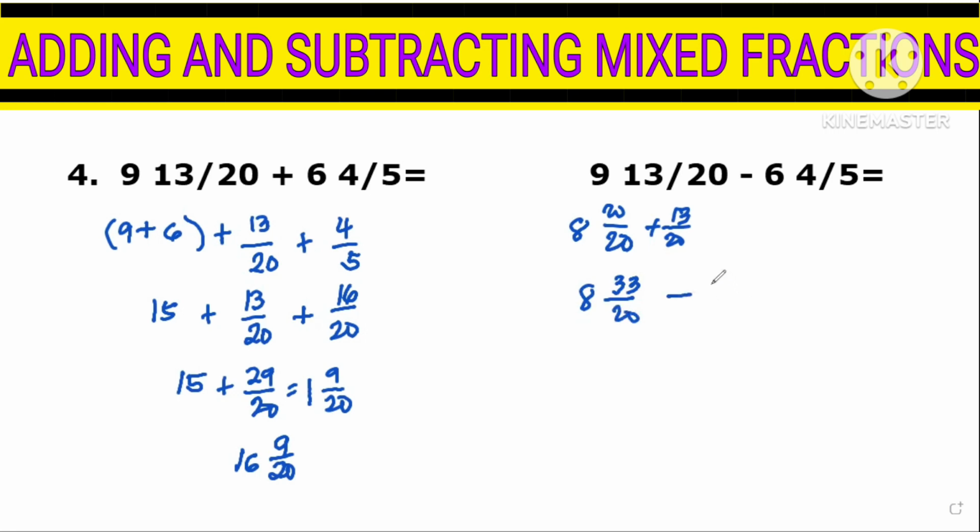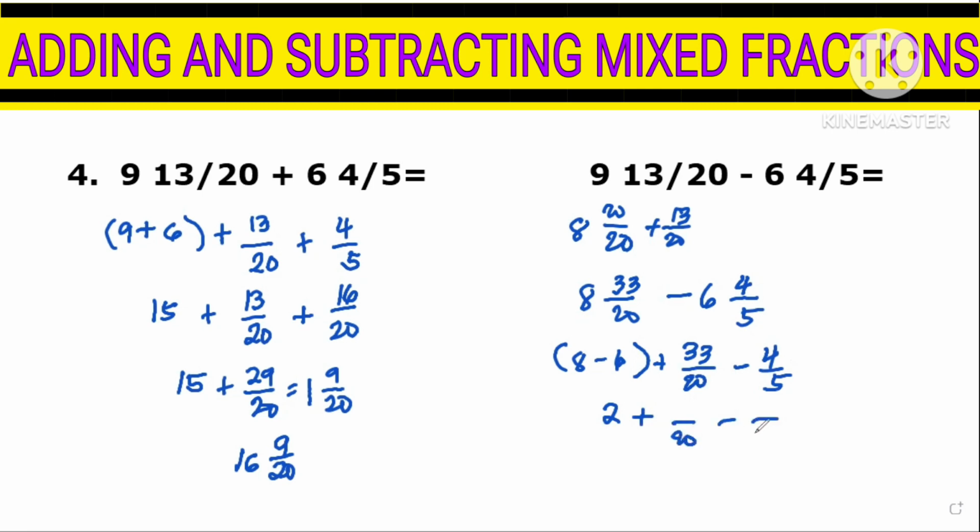And then, we subtract 6 and 4/5. Now this is possible, no? So, again, we subtract the whole numbers, 8 minus 6, and then subtract the fractions separately. So 33 over 20 minus 4/5. 8 minus 6 is equal to 2. Our LCD is 20, so rename the fractions. 33 over 20 remains the same, but 4/5 becomes 16 over 20. So 33 minus 16, we can now subtract. That is equal to 17 over 20.